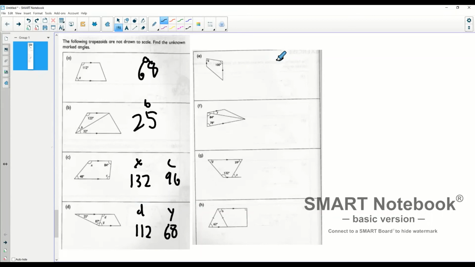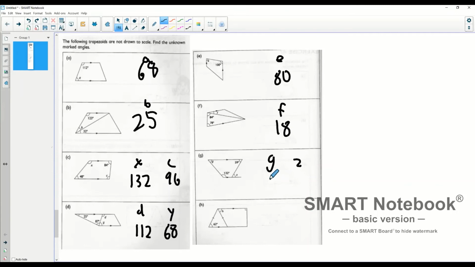For the next question, this one's pretty easy. E just equals 80. That's a very simple one. For the next question, all of these angles add up to 180. That means that F just equals 18. Nice and simple. For the next question, G plus 132 equals 180, so G equals 48. And this is a Z, not an X. And question Z, give me a second.